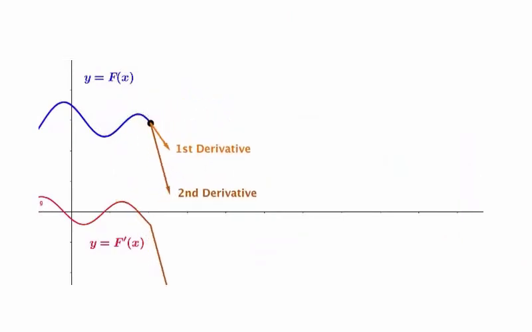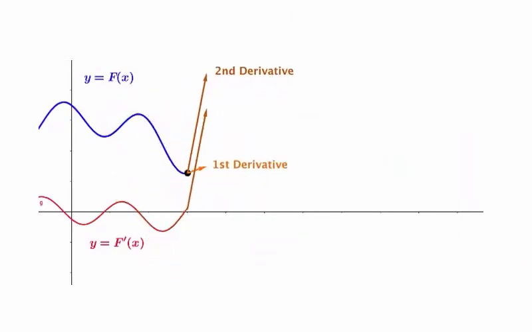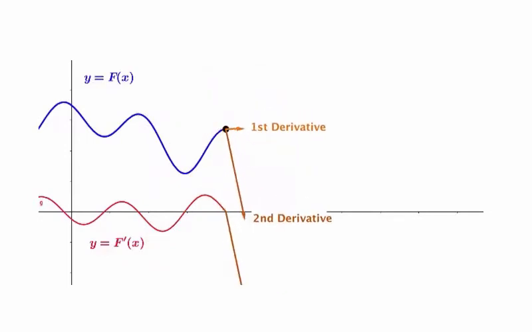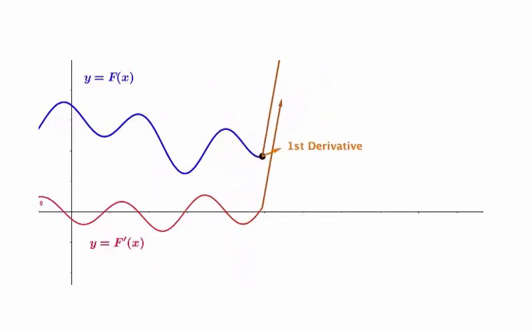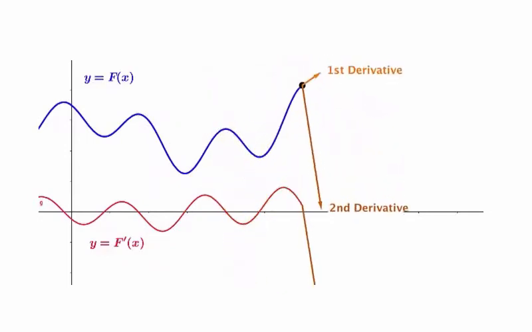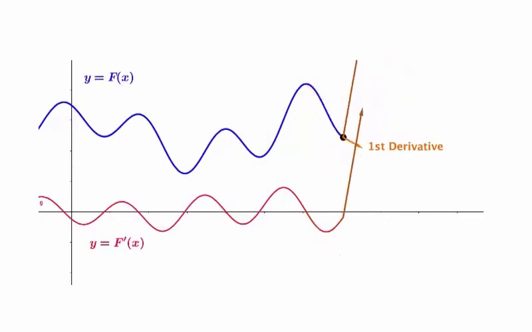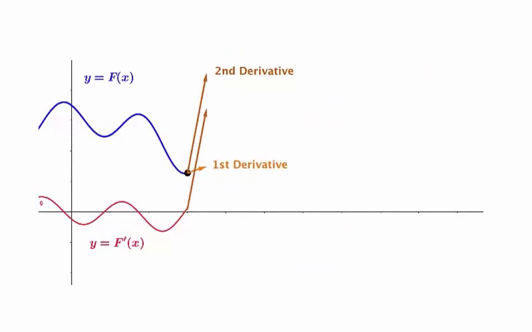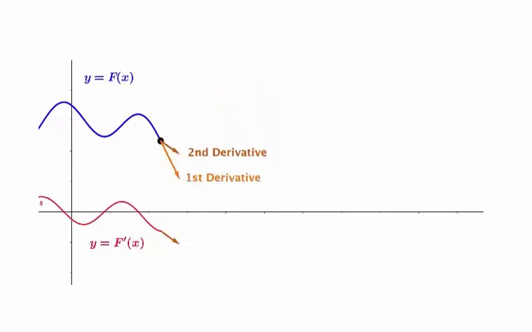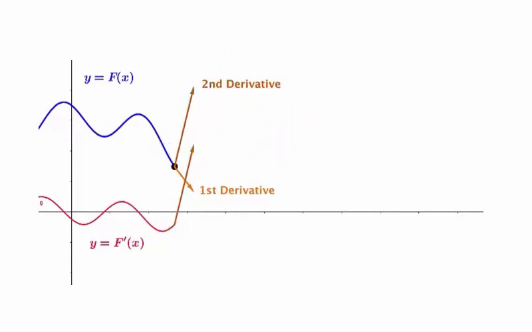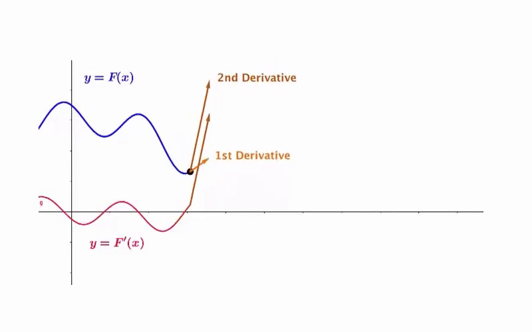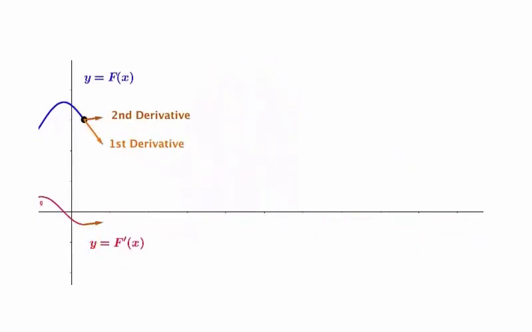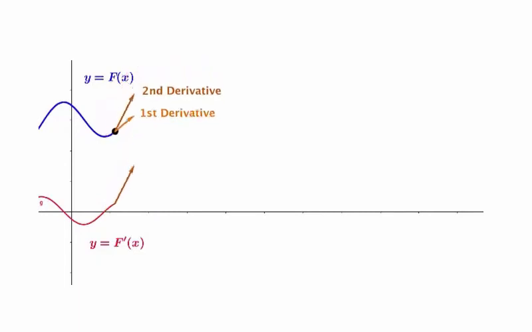When the second derivative is positive, the derivative function increases. When the second derivative is negative, the derivative function decreases. How does the second derivative f double prime affect the shape of the graph f? If the function is increasing and the second derivative is positive, then the function will curve slightly upward. This curving is called concavity. In this instance, the function is concave upwards.